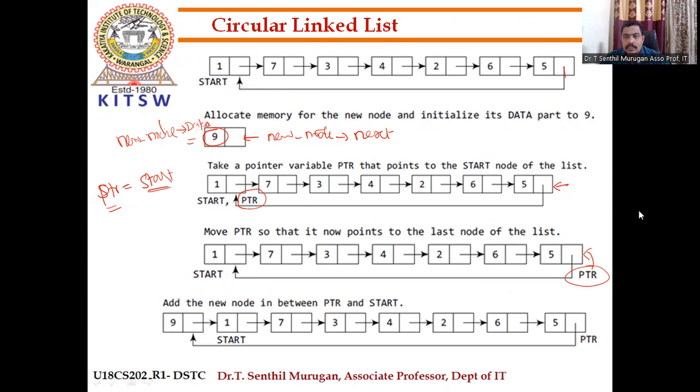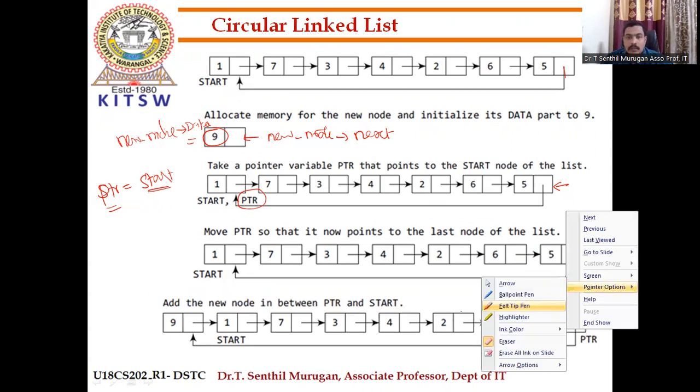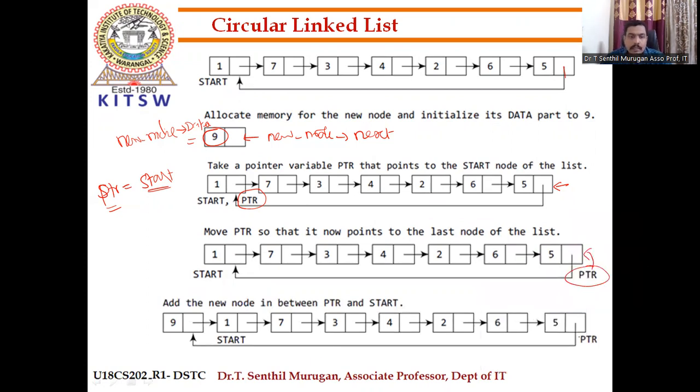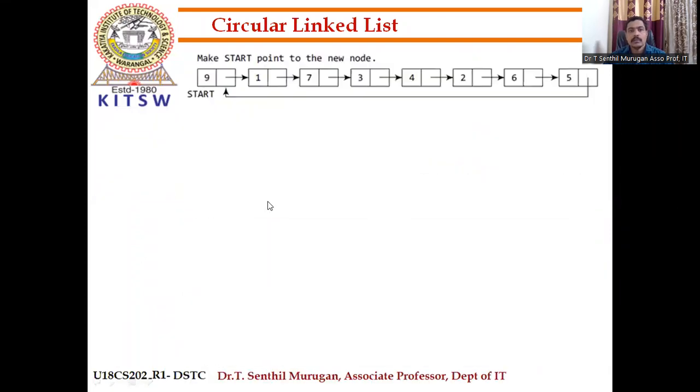Here you just see, after finding the pointer, we add the new node at the beginning. How do we add it? The new node's next equal to start pointer, and ptr's next equal to new node. These two statements we are going to write. So we insert the new node at the beginning. Now consider that after inserting, the last pointer is pointing to this location.